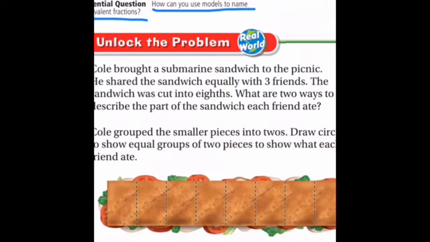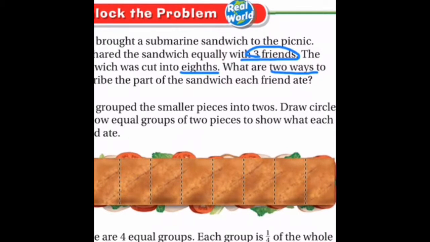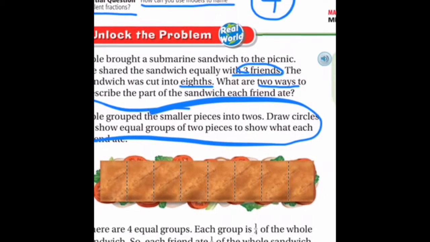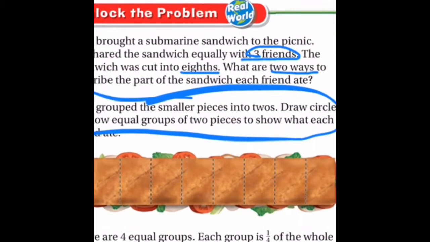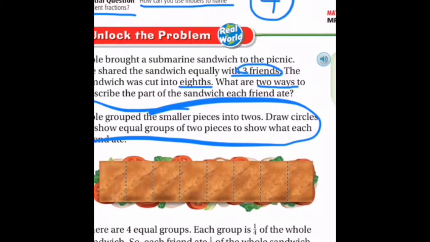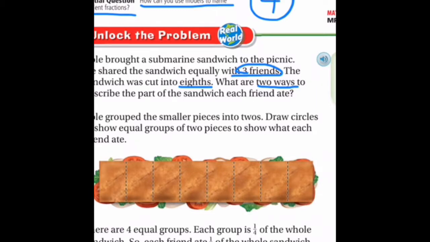It says Cole brought a submarine sandwich to the picnic. He shared the sandwich equally with 3 friends. So he shared it with 3 friends, meaning there were probably 4 total, right? The sandwich was cut into eighths. What are 2 ways to describe the part of the sandwich each friend ate? Right here it says Cole grouped the smaller pieces into 2s. And it says draw each circle to show equal groups of 2 pieces to show what each friend ate.